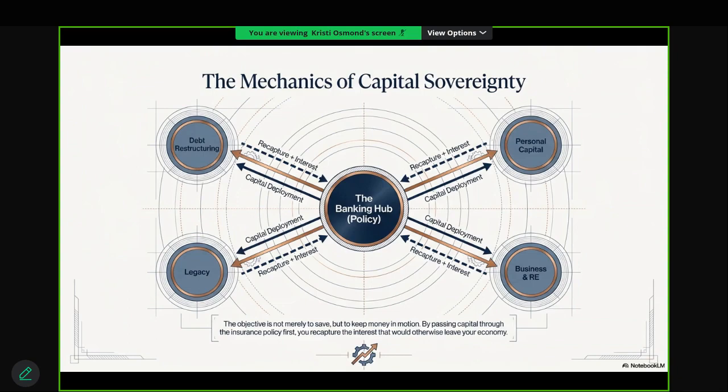Okay, the third one is business and real estate. A lot of times people already have a business, or they're starting a business, or they're looking to do investments, something where they're looking for growth opportunities. This is a good base camp to be where the funds could come from.